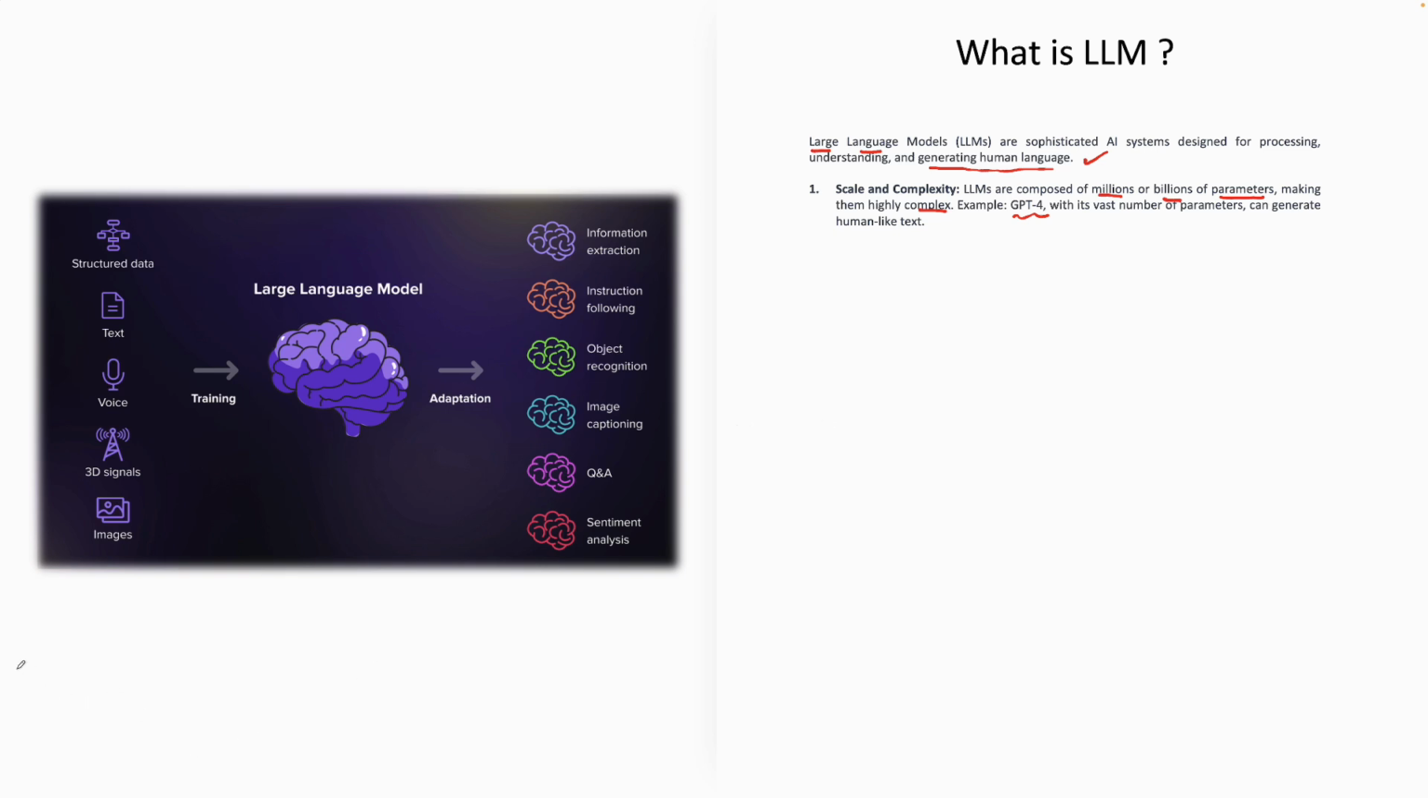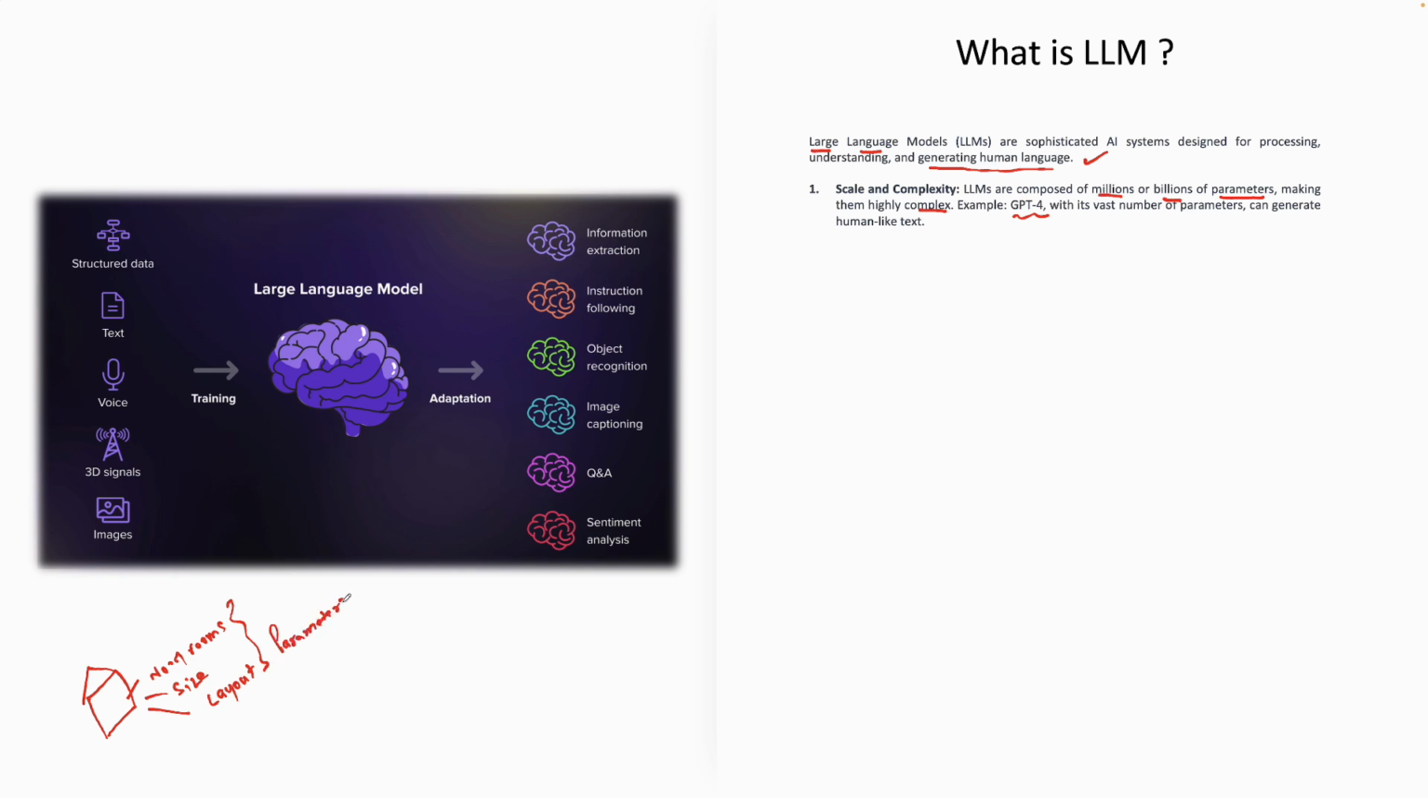Now the question comes, what are these parameters? The best way to understand a parameter is, let's say you are building a house. If you're building a house, what could be the various parameters for a house? It could be the number of rooms in the house, the size of the rooms, the layout of the house. So these all are parameters.